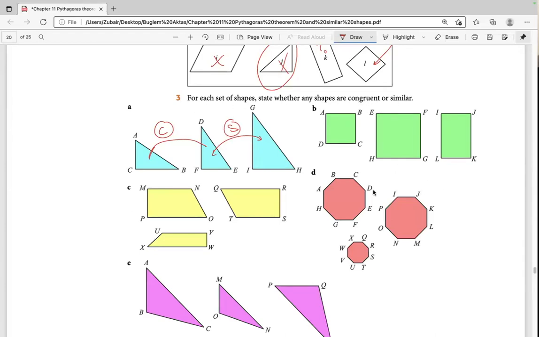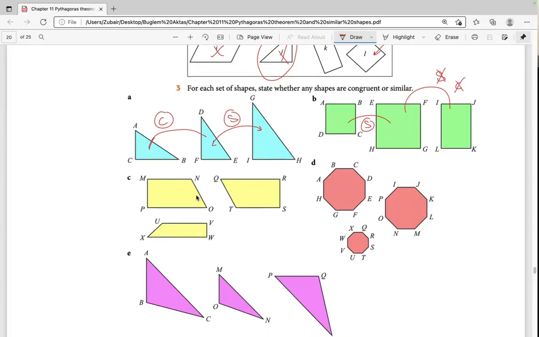Okay. So when we look at B, are these two similar? They're similar. What about these two? Similar. What about these? Not even similar. Not even similar, nor congruent. So it's not similar and not congruent.